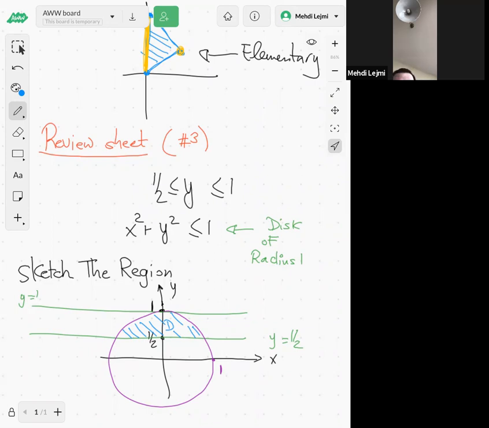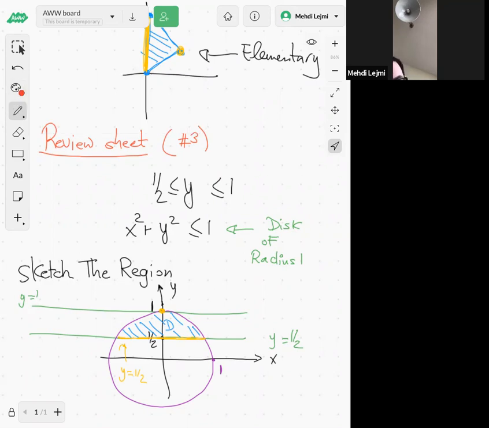The answer is yes, because you're connecting a point here at the top and a horizontal line here at the bottom. So you're connecting this horizontal line, which is y equals half, to this point where the y coordinate is equal to 1. So y is between half and 1. And then what about x?